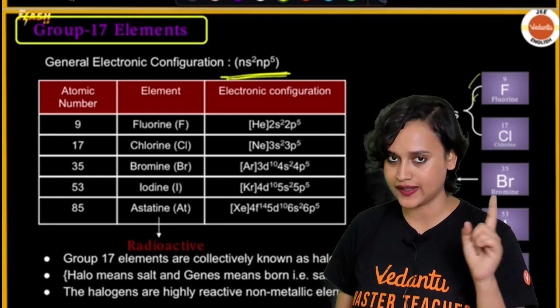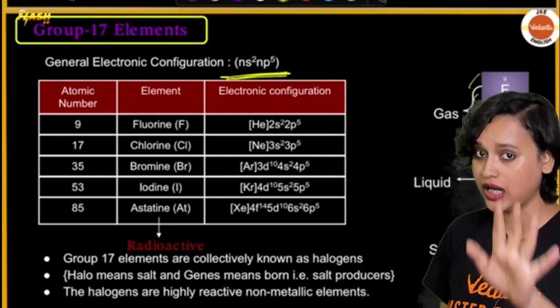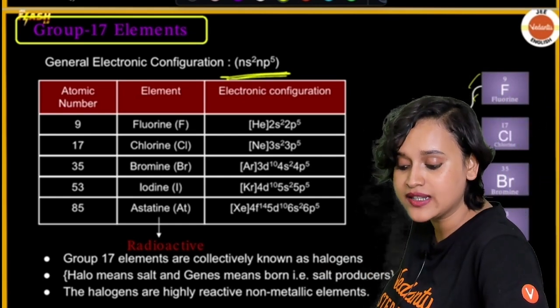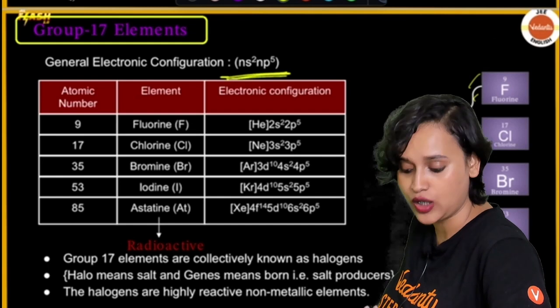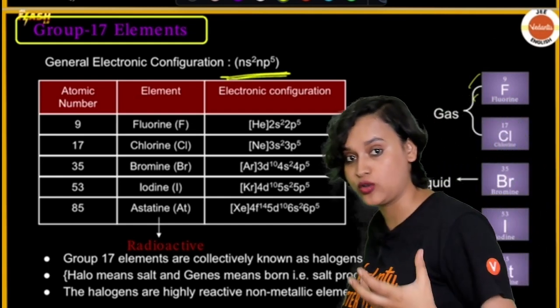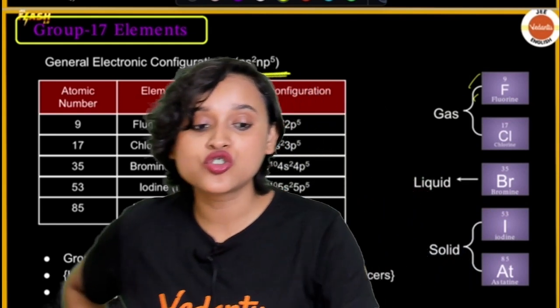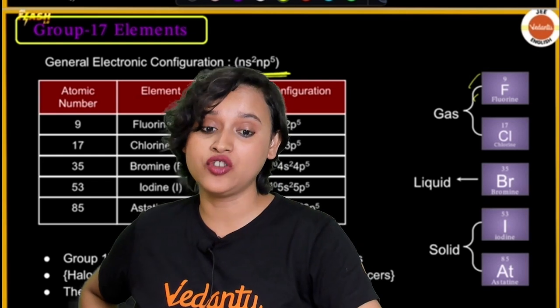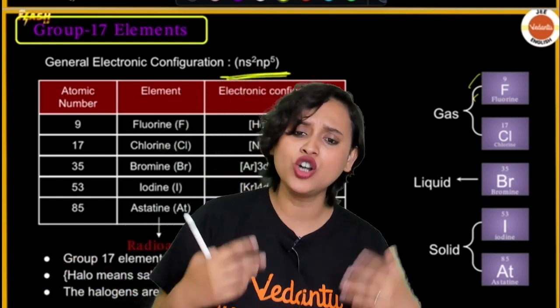Everybody, astatine is radioactive, but it's not man-made, it is not synthetic. These group 17 elements are collectively known as halogens, which we all know. Halo means they can produce salt. Yes, they can produce salt, everybody. They are called the birth givers or the salt producers.